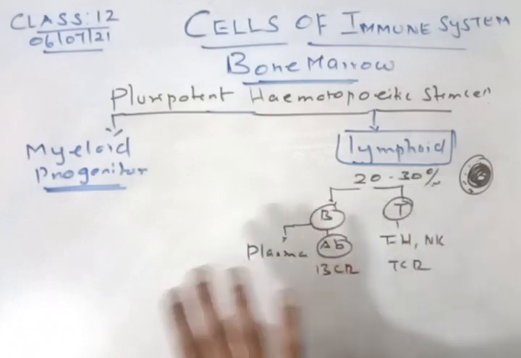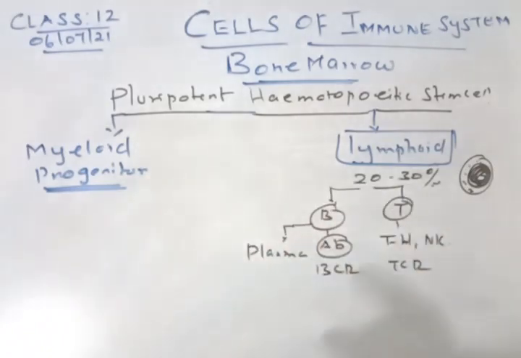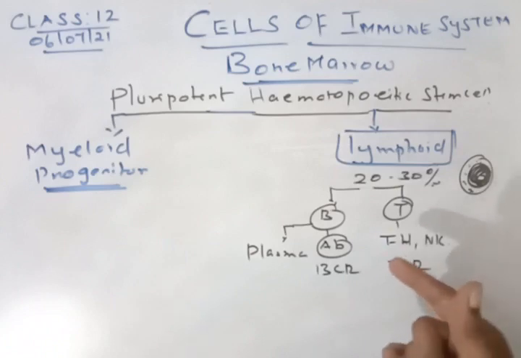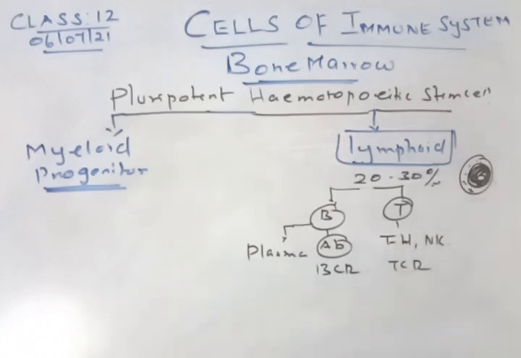B cell and T cell both are produced in the bone marrow. But B cell matures in the bone marrow, and T cell matures in the thymus. That is the difference between B cells and T cells. B cell fights with antibody, and T cells fight with the help of cells like cytotoxic killer cells, that is the NK cells, natural killer cells.